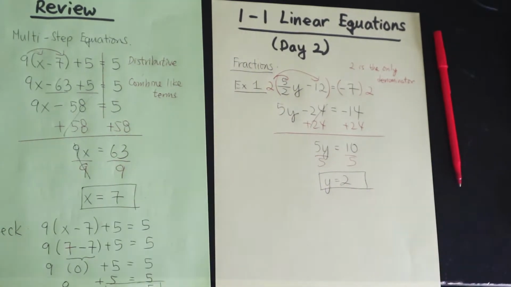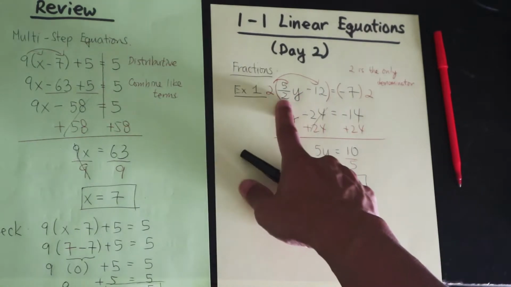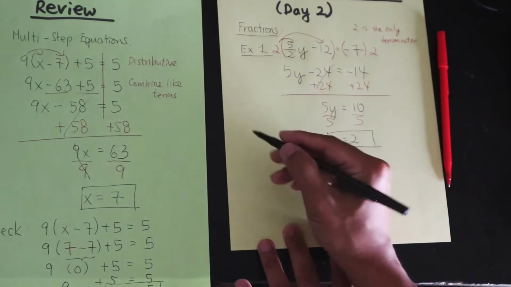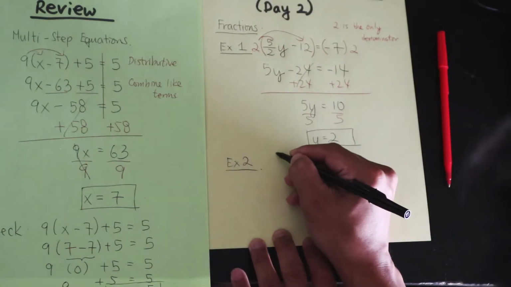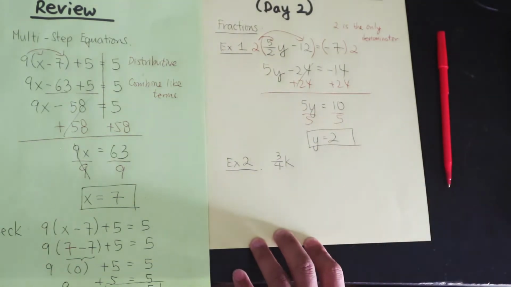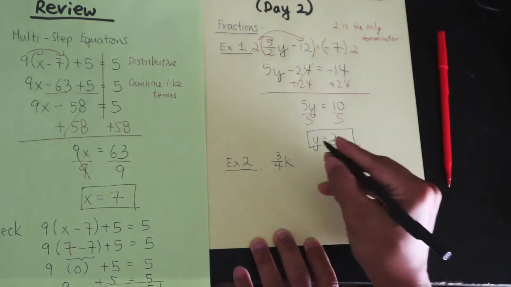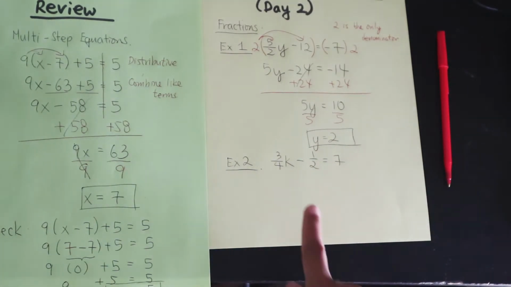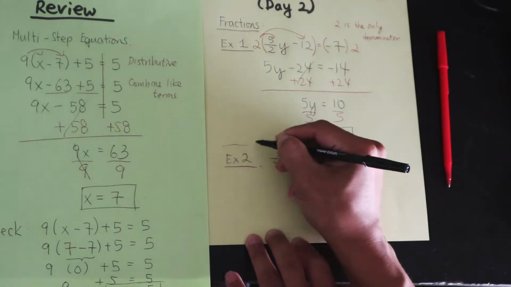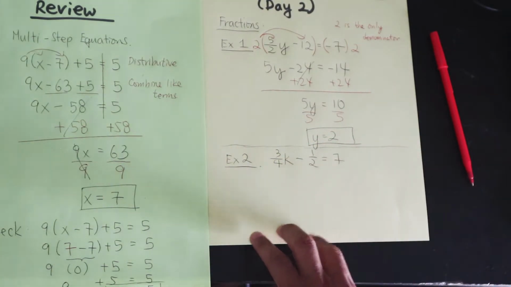Okay. Now, what happens when you have more than 1 fraction in a certain problem? Because this problem only has 1 fraction. Well, let's go to the next example. Example 2. Let's say you have 3/4 k. I don't have to use y or x all the time, I could use k. 3/4 k minus 1/2 is equal to 7. Well, in this problem, you have 2 fractions with 2 different denominators.